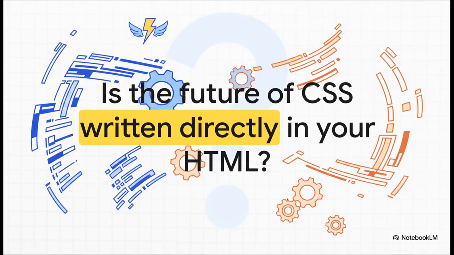Which brings us to one last kind of provocative thought. For years, the golden rule of web development was separation of concerns. Keep your styles and your markup completely separate. Tailwind challenges that idea head-on. It suggests that by putting your styles right next to the elements they affect, you can actually build faster, more consistently, and in a way that's easier to maintain. So is the future of CSS actually written right inside our HTML? Now that's something to think about.